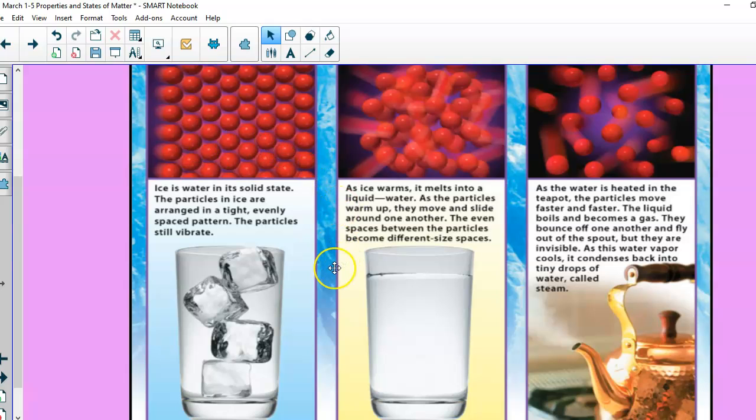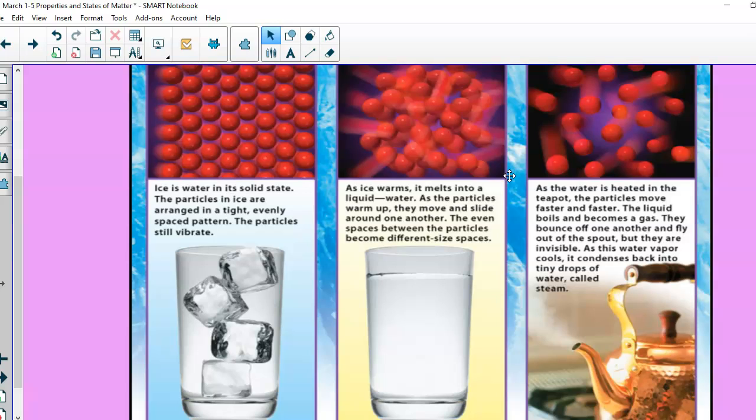Yes, this first one is a solid. Ice is water in its solid state. The particles in ice are arranged in a tight, evenly spaced pattern. The particles still vibrate. As ice warms, so this is the second one where we're seeing it's a liquid, it melts into a liquid, water.